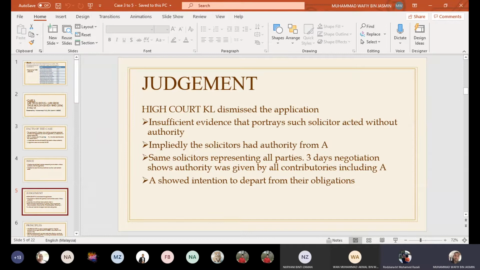Okay, madam, does that answer your question? What is the conclusion you can derive from this case with regards to the consequence?